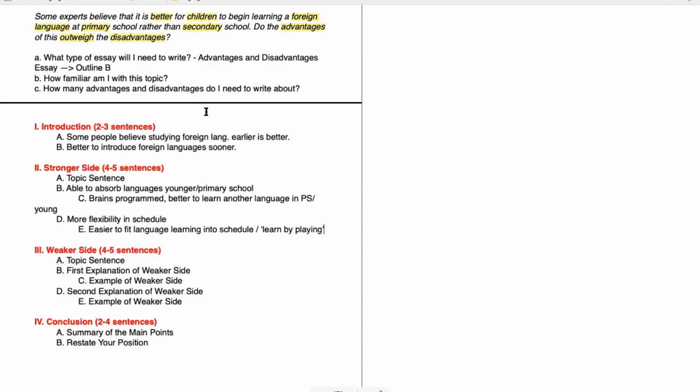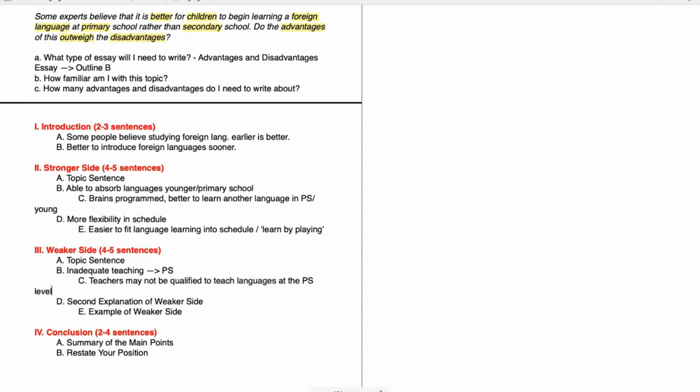So now for the weaker side, for my disadvantages, I'm going to call upon the first explanation of perhaps inadequate teaching. And I'm going to say that this could be present in primary schools. So as an example, I could say, teachers may not be qualified to teach languages at the primary school level. So perhaps they are more qualified to teach math and reading, spelling, basic subjects. This is just a thought.